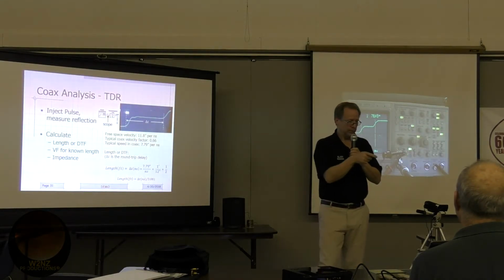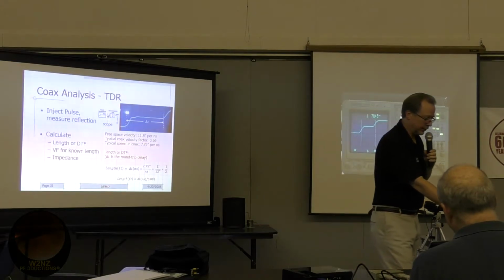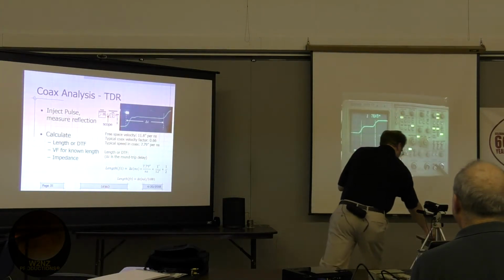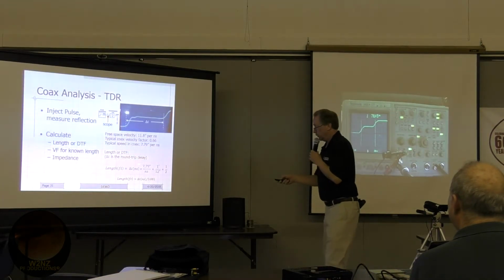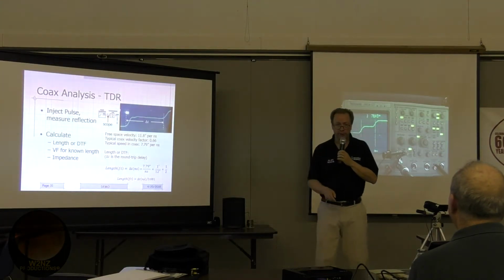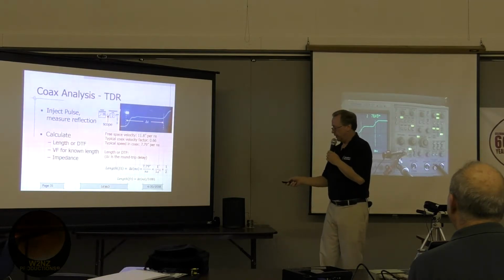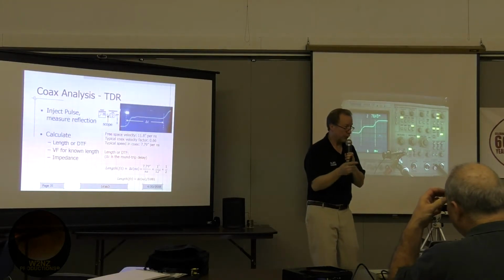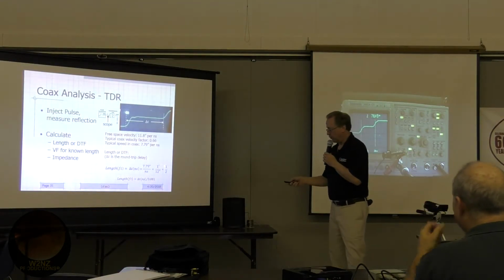And if we know this is foam dielectric coax with 0.66 velocity factor, then we know essentially what that round trip delay is. So I can take that round trip delay. I know we're going to go at 7.79 inches each nanosecond. If I divide that by 12, to give me feet, and I divide it by 2, because it's a round trip delay, and I run that calculation out.